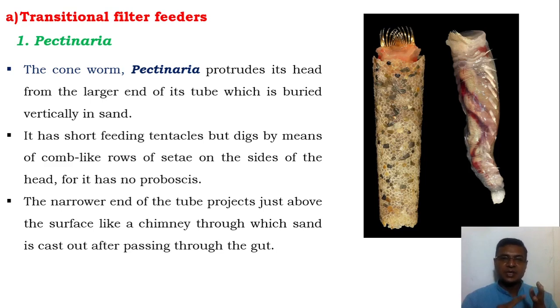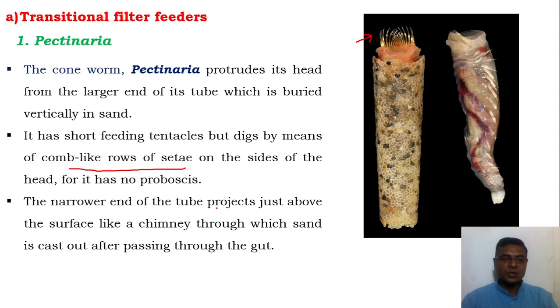The tentacles, setae, and proboscis are totally absent here, and in some cases the parapodia are modified. All these are specially modified parts to filter the selected food material. In the case of Pectinaria, the anterior part is modified, showing comb-like rows of setae present on the sides of the head, and the proboscis is absent.